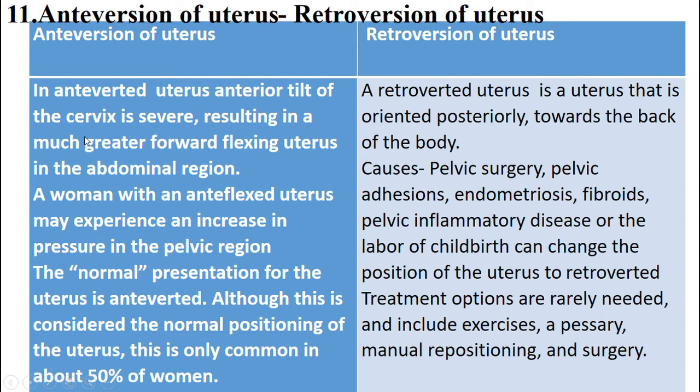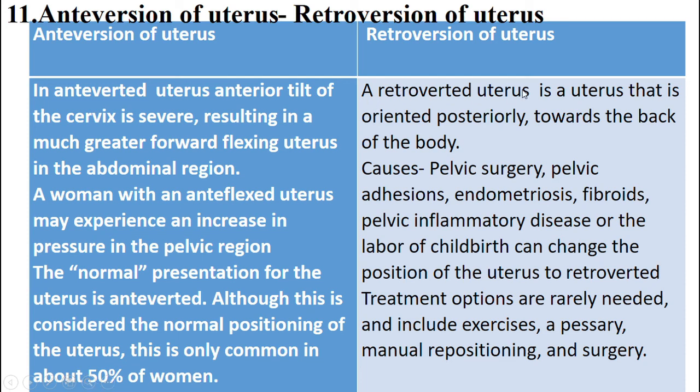Difference between anteversion of uterus and retroversion of uterus. In an anteverted uterus, the anterior tilt of the cervix is severe, resulting in a much greater forward flexing uterus in the abdominal region. A woman with an anteflexed uterus may experience an increase in pressure in the pelvic region. The normal presentation for the uterus is anteverted, although it is only common in about 50% of women.